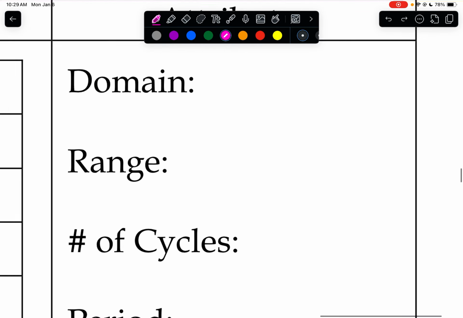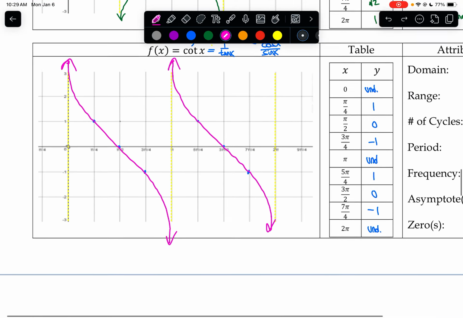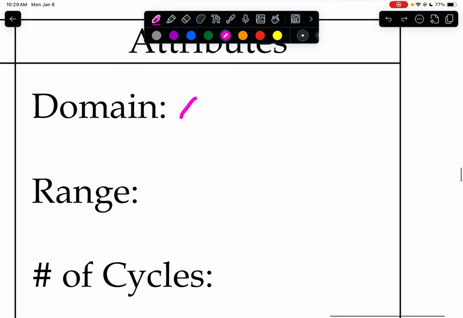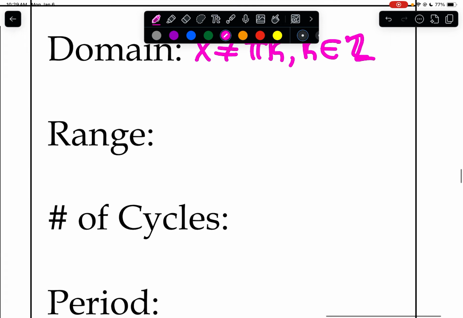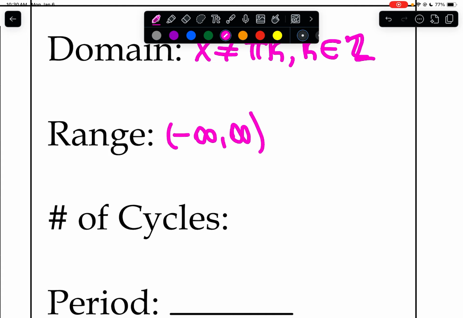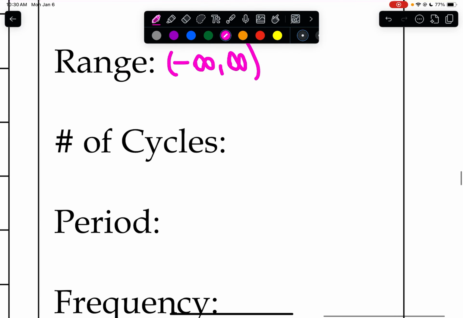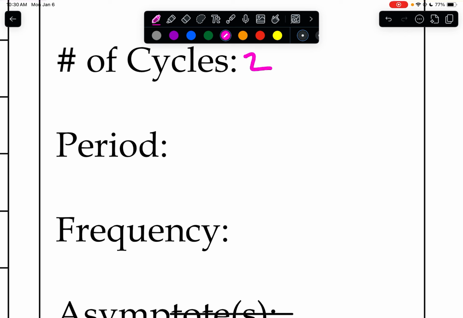Okay, so for your domain, let's exclude our asymptotes, which means we're going to exclude the pi k's. So x cannot equal pi k, where k is an element of the integers. Okay, your range, it's going to go up and down indefinitely, so that's negative infinity to positive infinity. Number of cycles, well, we actually have 2. Okay, and then the period is pi. Remember, tangent and cotangent have periods of pi by default.